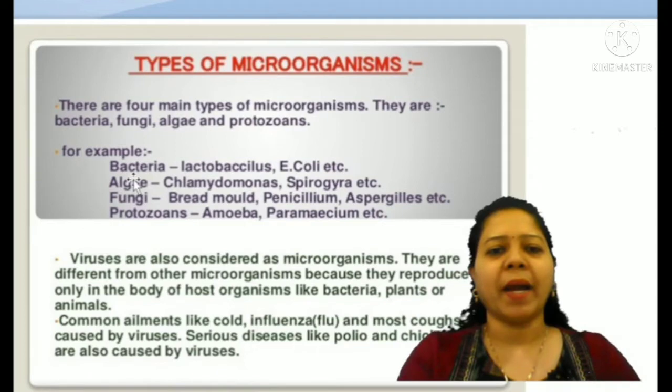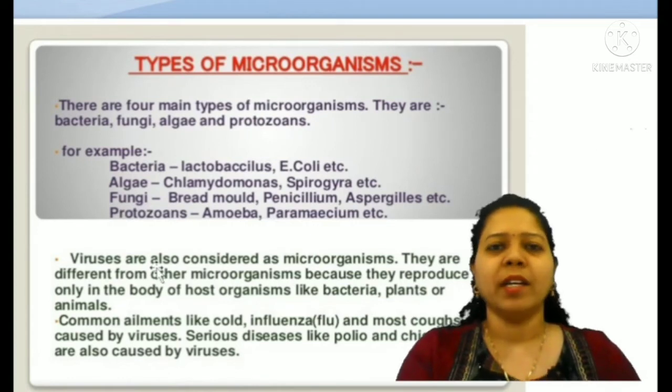For example, Lactobacillus and E. coli are examples of bacteria. Chlamydomonas and Spirogyra are examples of algae. Bread mold, Penicillium and Aspergillus are examples of fungi. And Amoeba and Paramecium are examples of protozoa. These are all the four different types of microorganisms and their examples.